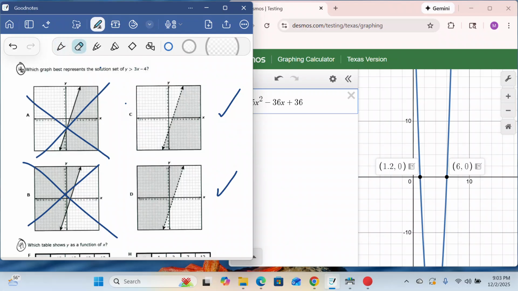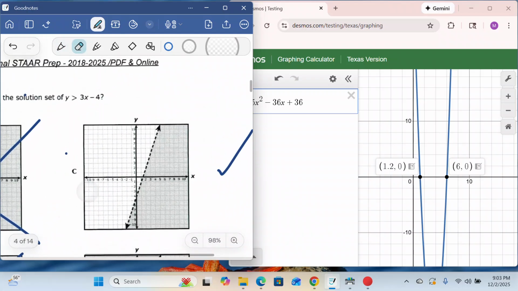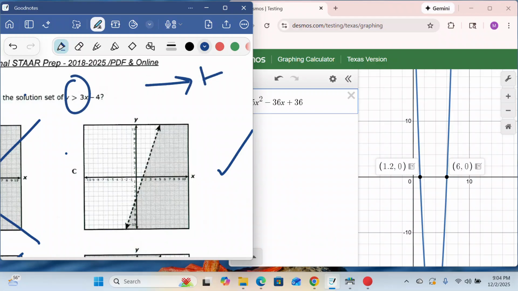Now that I know it's dotted, now I just have to read it. Is y greater than 3x minus 4? Or is y less than? This sign is pointing towards the positive. So this means it is greater than.